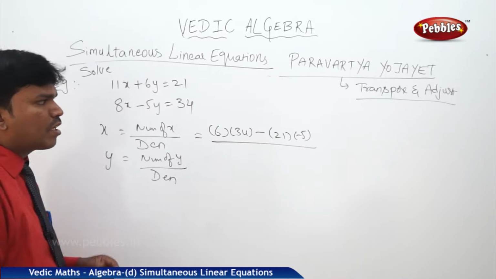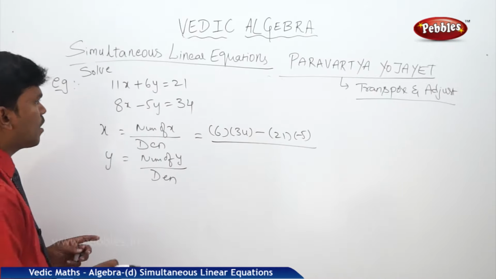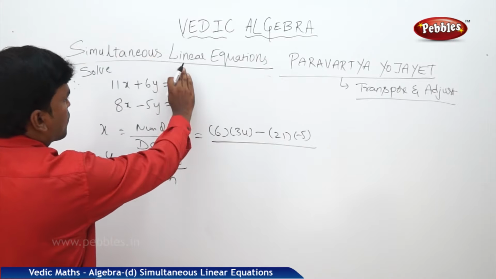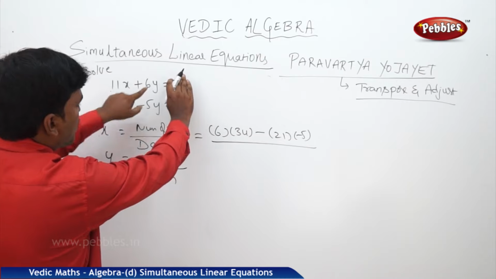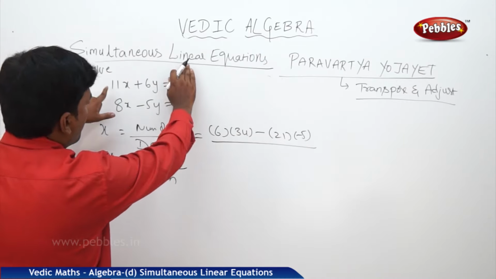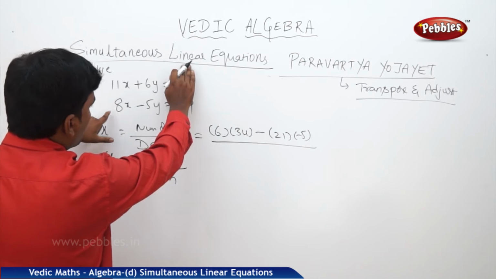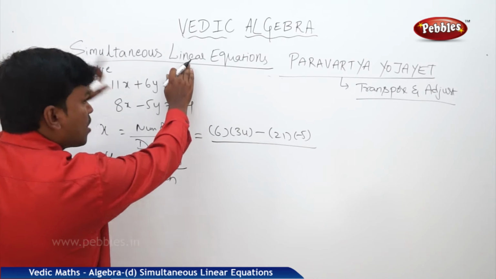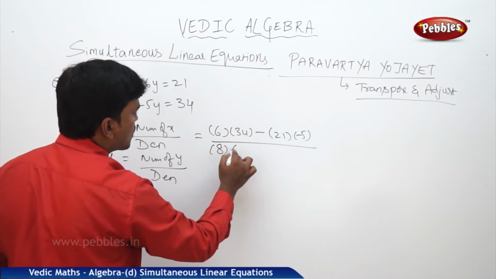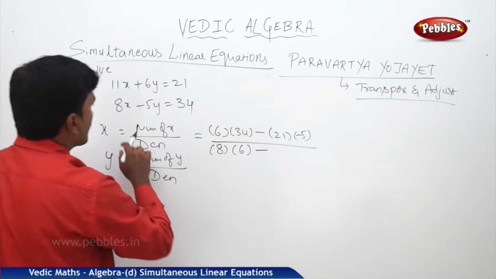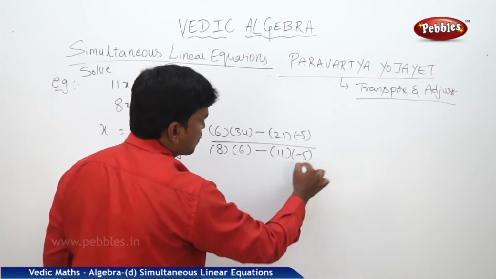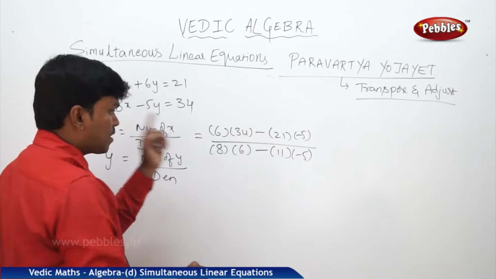What about the denominator? The denominator is common for both x and y. So just ignore the constant terms, take the cross multiply and take the difference of the remaining coefficients. We take the difference in a reverse order. So 8 into 6 minus 11 into minus 5. Okay, so this is the x term.